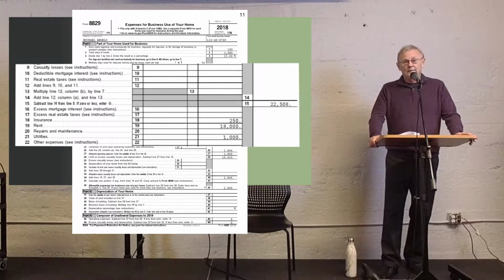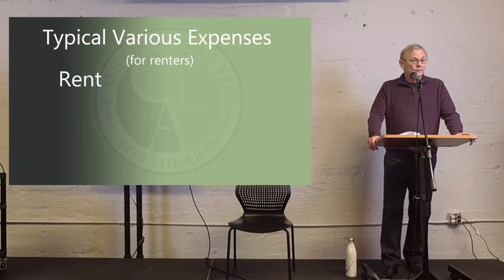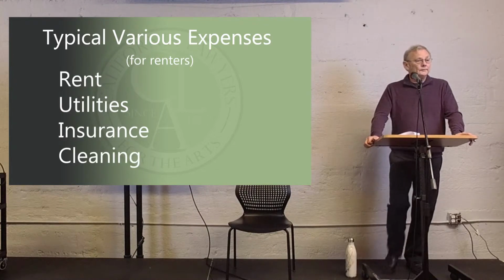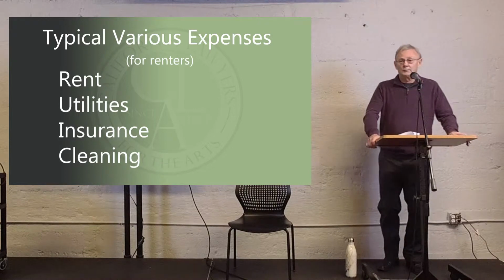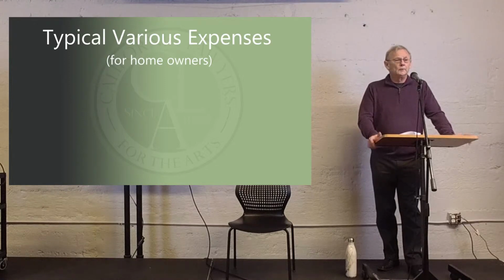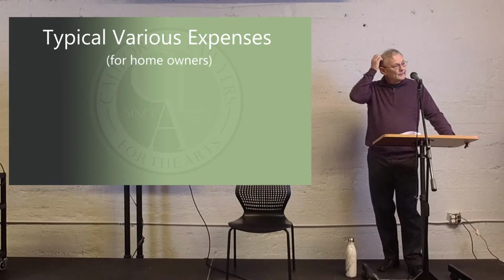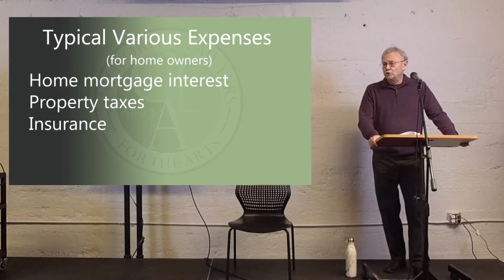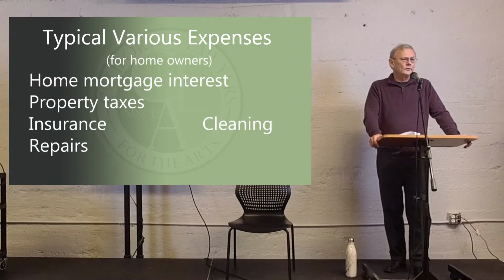And those are going to be typically rent, utilities, insurance, maybe you have renter's insurance, cleaning. If somebody comes in and cleans the place, you can take a percentage of that. That's about it. If you don't own your own home, that's pretty much it. If you do own your own home, you won't have rent, but then you're going to have home mortgage interest, and you're going to have property taxes. You're going to have insurance and repairs, as well as cleaning and such.